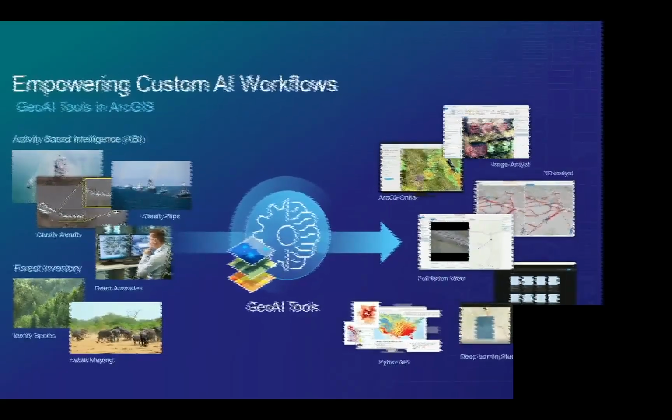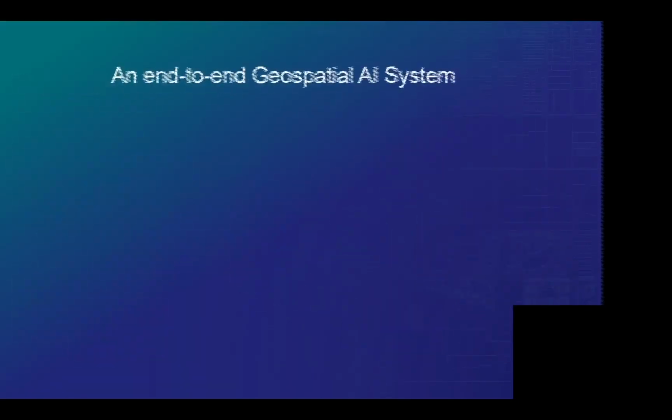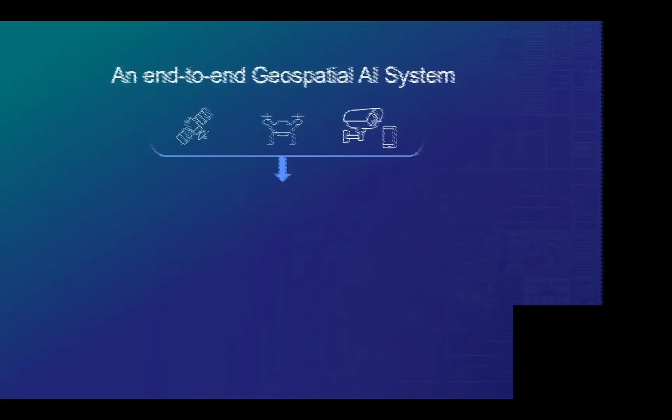In ArcGIS, Image Analyst, 3D Analyst, Full Motion Video, Deep Learning Studio, and the API allow you to use these GeoAI tools not only to use existing models, but to build the training data and build models and use them. ArcGIS is really an end-to-end geospatial AI system.